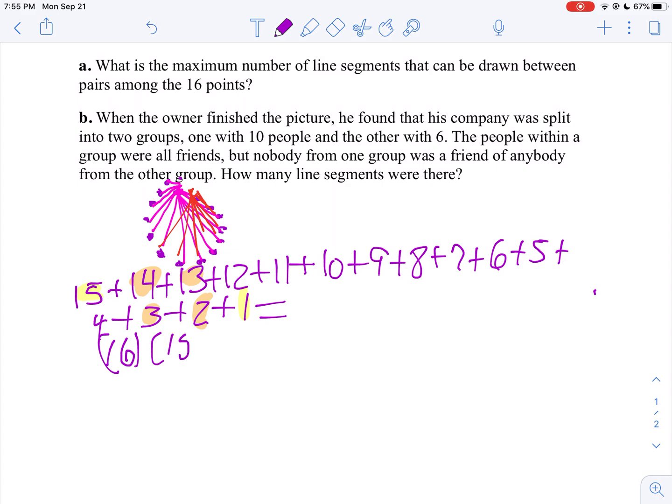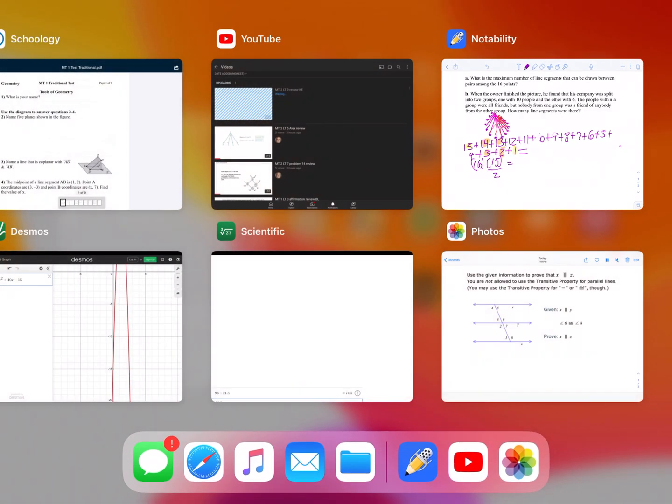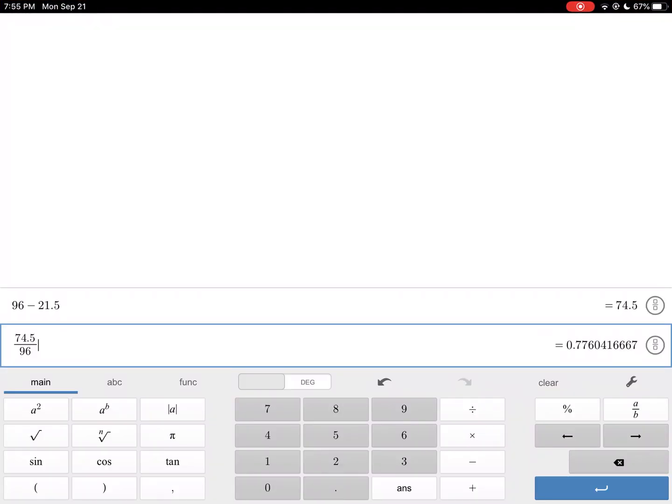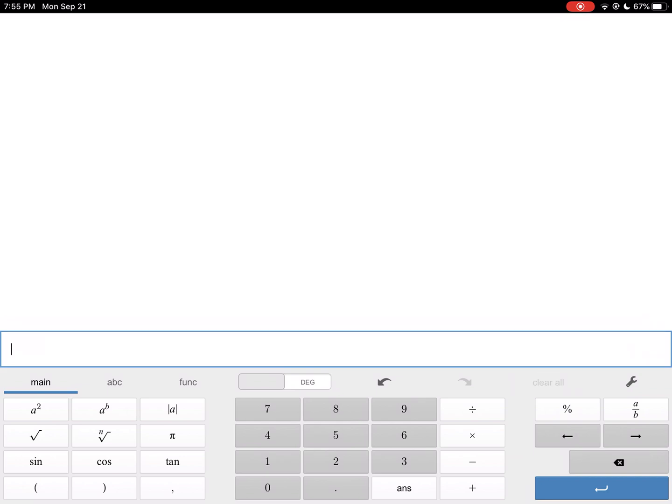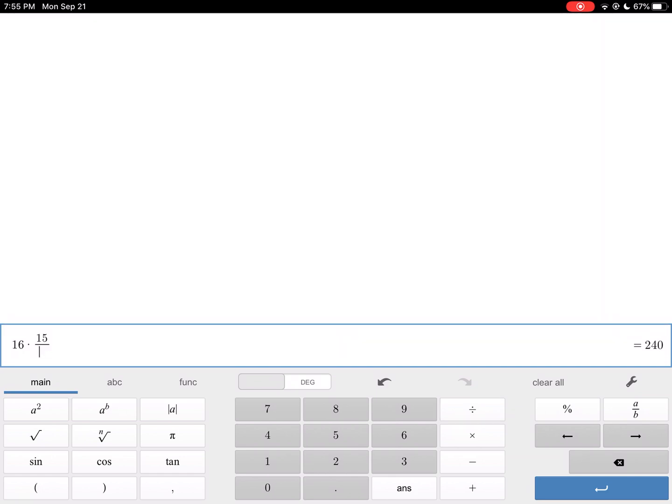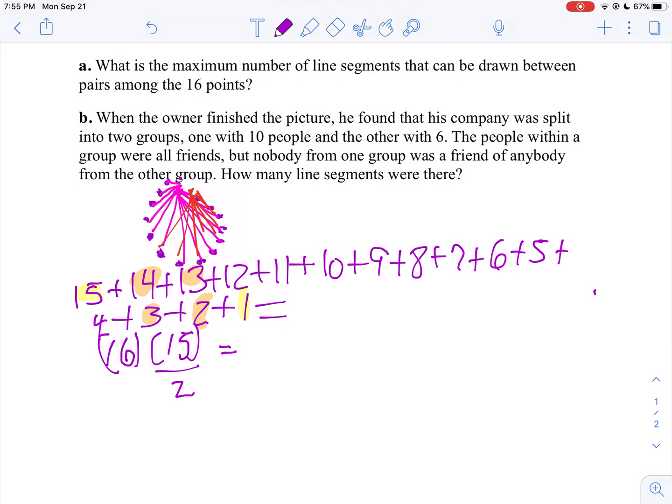Since there are 15 numbers and we're pairing them up, we divide that by 2. Now, it's a lot shorter. If we take 16 times 15 divided by 2, let me pull up a calculator here. 16 times 15, and we divide that by 2, we get 120. A little bit shorter way of adding all of them up. That's part A. Now let's look at part B.